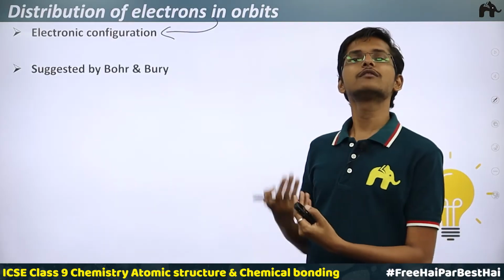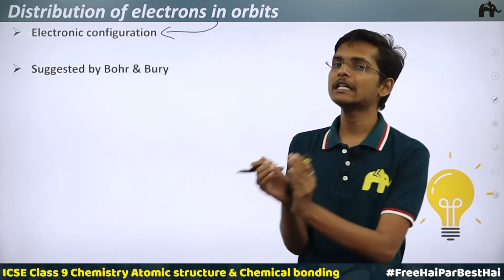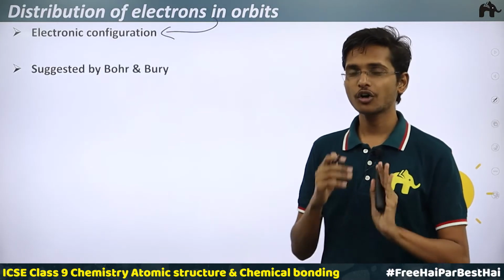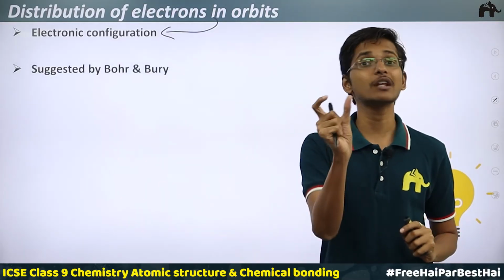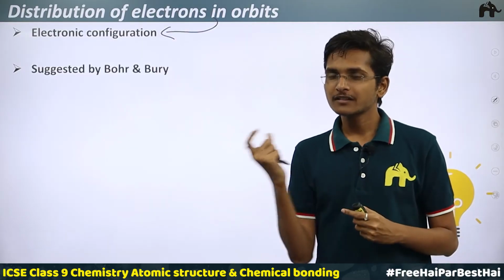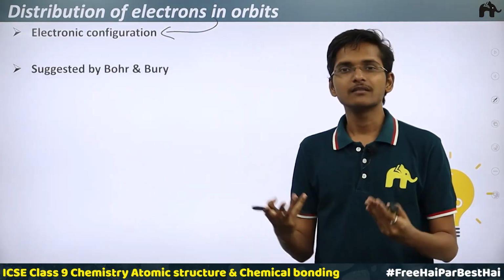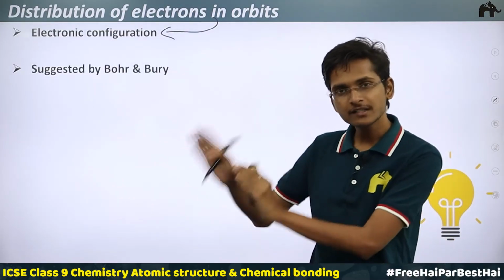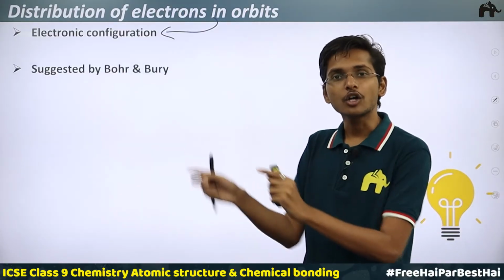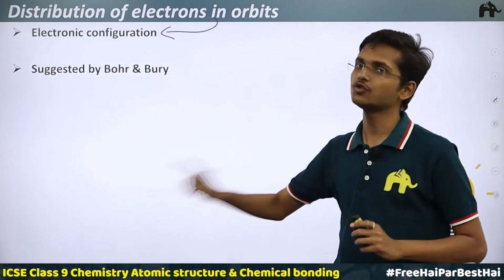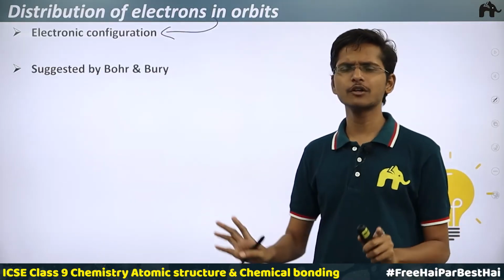After following those rules, we can correctly distribute the electrons in the orbits. Or we can show the correct distribution of electrons in the orbits of that particular atom. So we can tell that in this atom of this element, the electrons are distributed in the orbits in this manner, if we know these rules. So now, what are these rules?